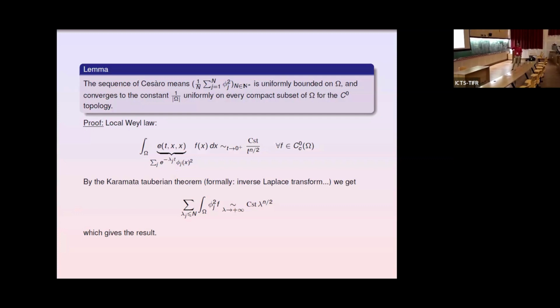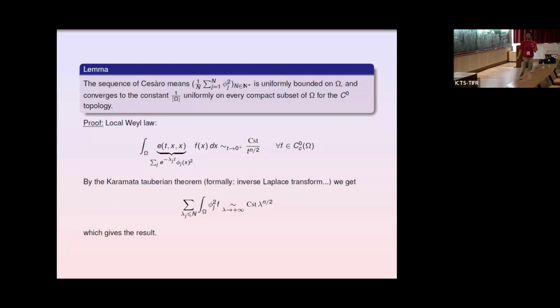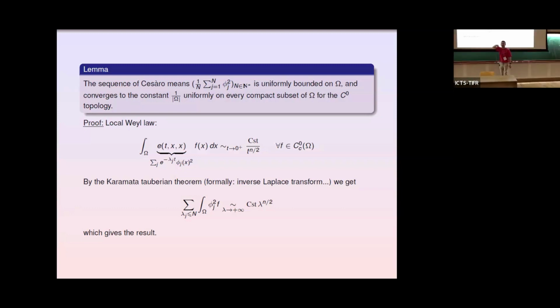Right. It's a well-used tool in microlocal analysis because it is always the way people derive Weyl laws. So it's a basic result. You derive an estimate on the heat kernel along the diagonal, then you apply Karamata and you obtain the Weyl law. If you take f equal 1, then you have exactly this capital N of lambda, the Weyl counting function. Right? It's exactly that. The number of eigenfunctions less than lambda, capital N of lambda. The Weyl counting function.